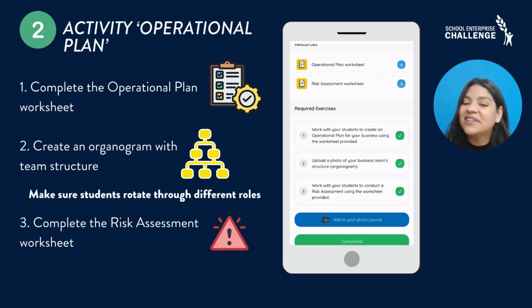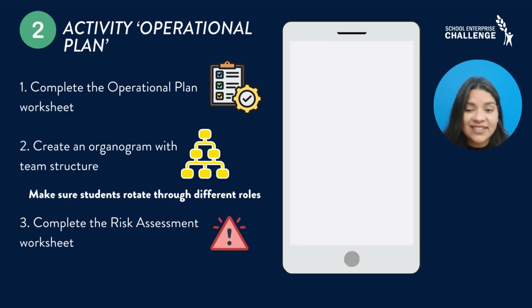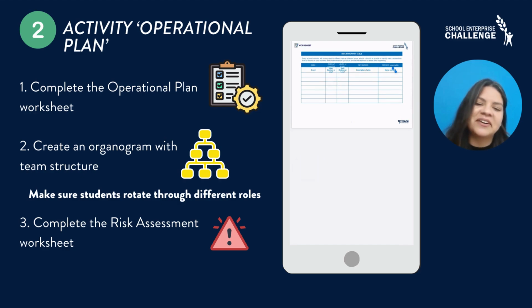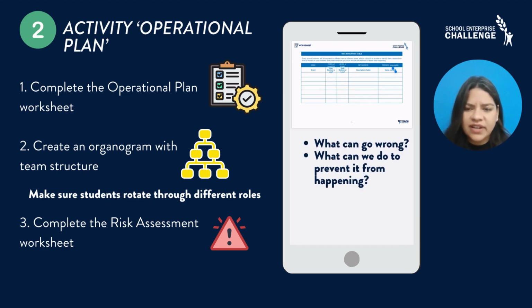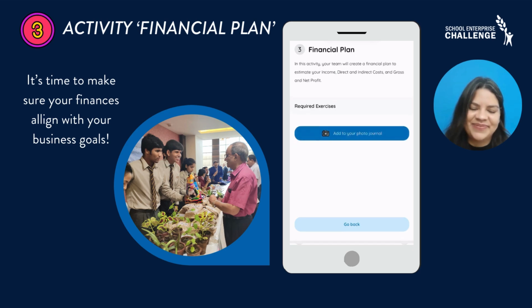Then, conduct a risk assessment using the worksheet provided to identify workplace hazards and ensure safety measures are in place. In order to identify any potential or new risks and come up with ways to mitigate them, your business team should ask themselves these 3 simple questions. What could go wrong? What can you do to prevent it from happening? And what actions do you take if it happens? Explore the Operations Development module for guidance on these tasks.